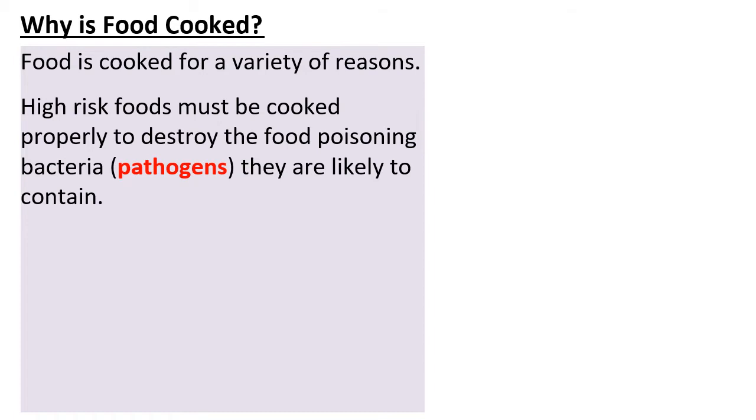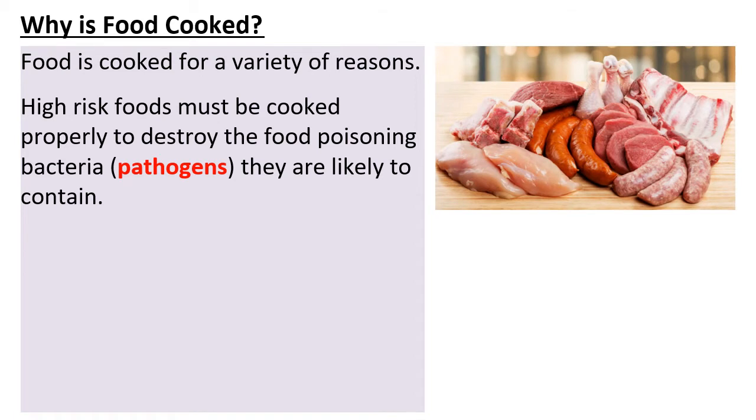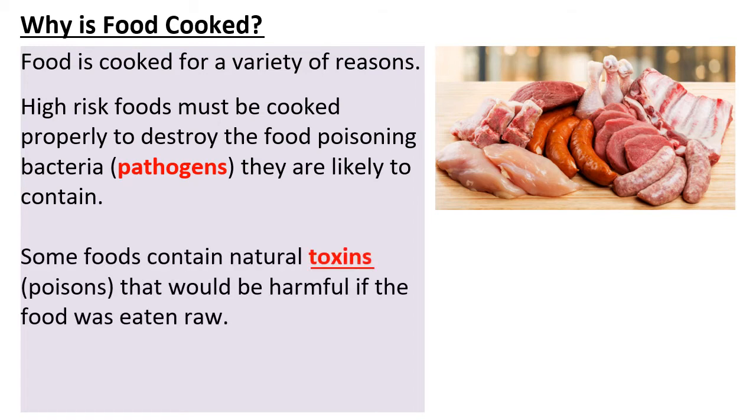High-risk foods must be cooked properly to destroy food poisoning bacteria, those pathogens that they're likely to contain, because it's not like you're going to be liable to be eating a raw piece of food like that. You need to cook it to get rid of those bacteria to make sure all those pathogens are being killed off so that you're not going to get food poisoning.